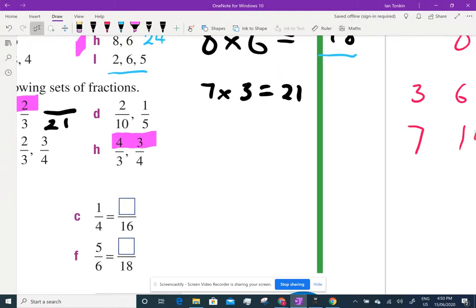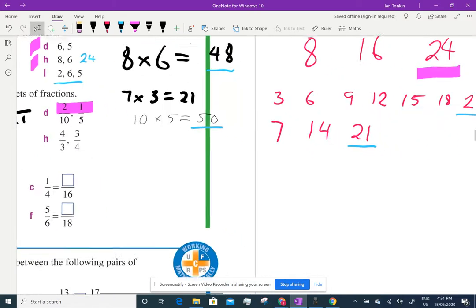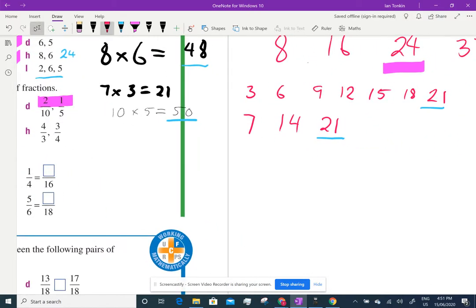Here we go. Let's look at D. I'll just get rid of that. So what's the lowest one here? Now if I multiply 10 times 5, I'm going to get 50. So that's a common multiple, but is it the lowest? Because I'm searching for the lowest because I want to make it simple.